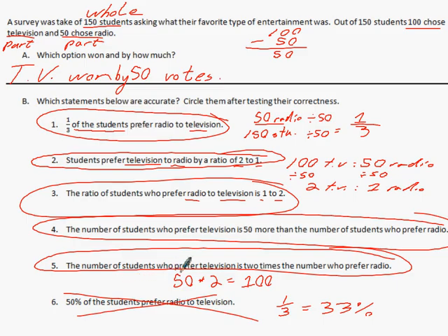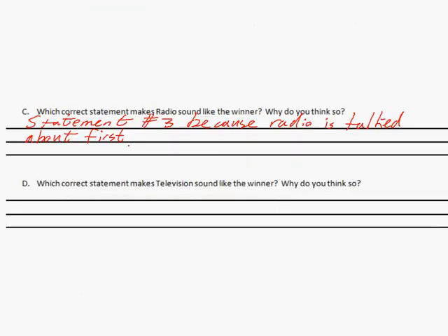The number of students who prefer television is 2 times the number who prefer radio. 2 times bigger sounds like a lot. So I'm going to choose statement number 5 because 2 times sounds like a lot. Sounds like a lot more than the others anyways.